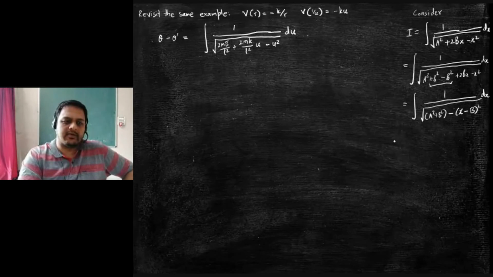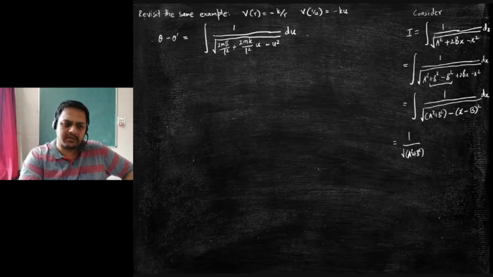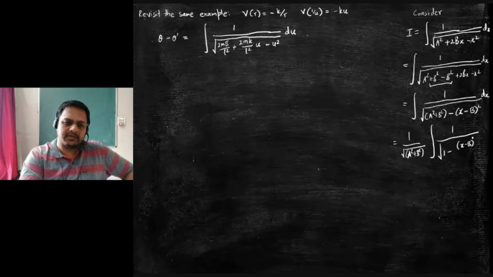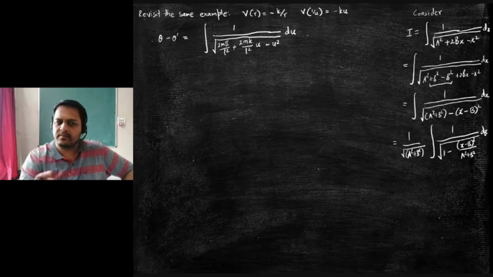Take square root of a square plus b square, I'm sorry, take this out common. Integral 1 over square root of a square plus b square times square root of 1 minus x minus b the whole square upon a square plus b square. This is okay? Everyone agrees?